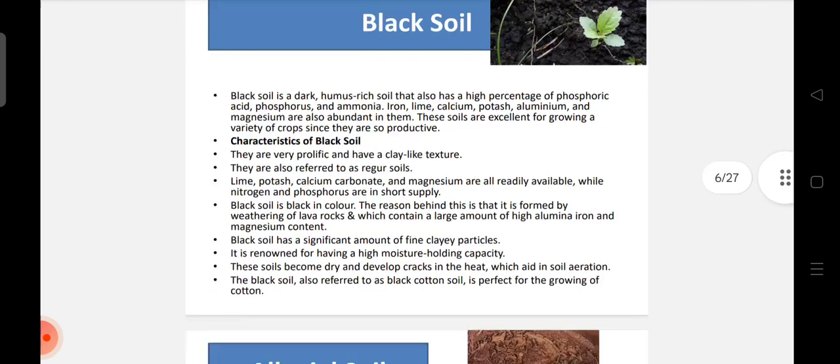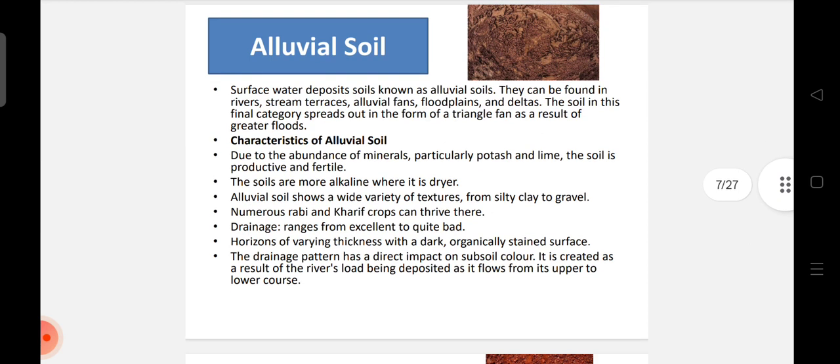Then alluvial soil, surface water deposit soil known as alluvial soil. Buldhana district has the Purna river. We can find this soil near the Purna river. The soils are more alkaline where it is drier. Alluvial soil shows a wide variety of texture from silty clay to gravel.